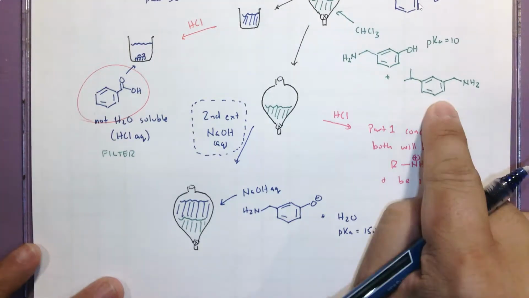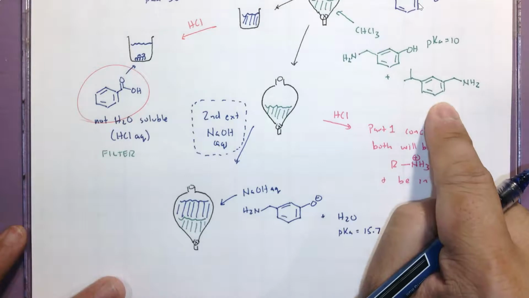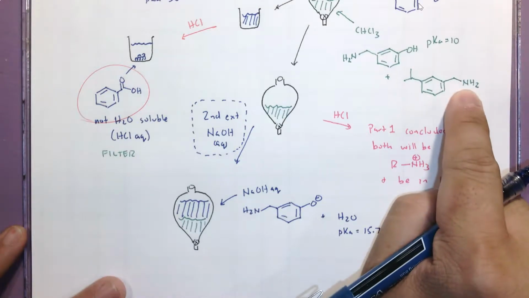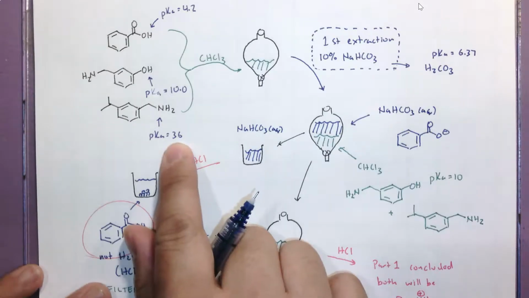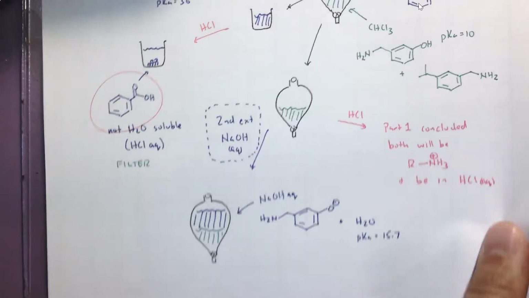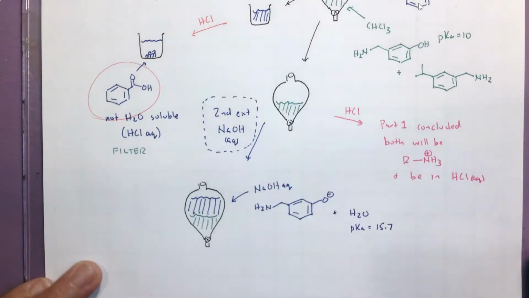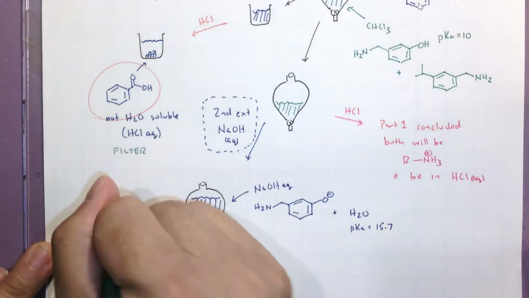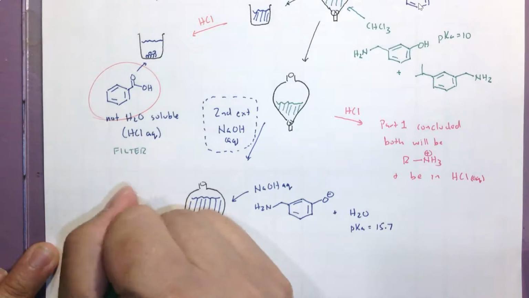You notice in this molecule, there's no acidic functional group. This is actually considered basic, right? It has a pKa of minus 36. So it's very non-acidic. That stays in the organic layer. This is still the CHCl3, and this molecule is neutral.